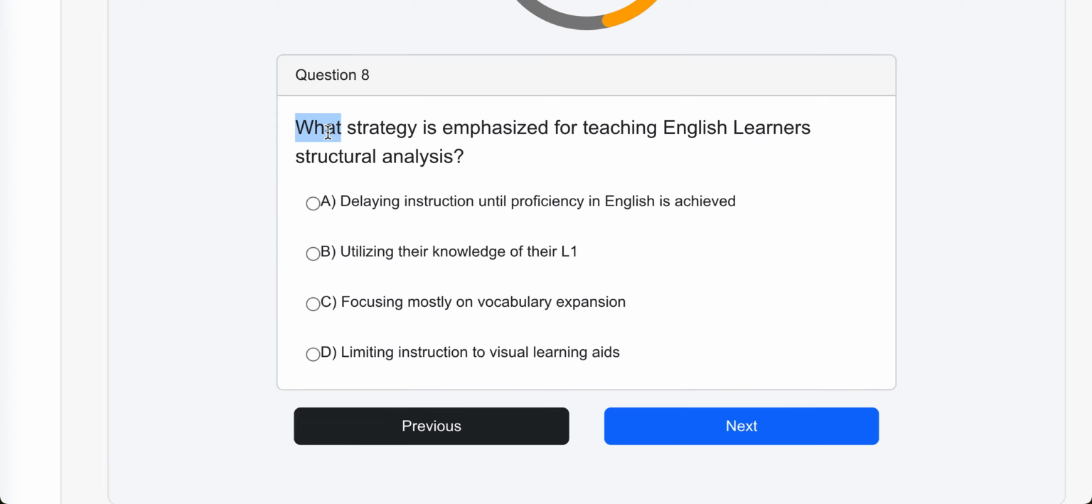Moving on to question number 8, what strategy is emphasized for teaching English language learners structural analysis? These are our ELLs and a really important group of students both in our classroom and to understand how to effectively teach them reading for your Rica test. So capitalizing on English language learners' knowledge of their prefixes, the suffixes, the roots, as well as their primary language facilitates their understanding of English structure. We're going to go with option B.